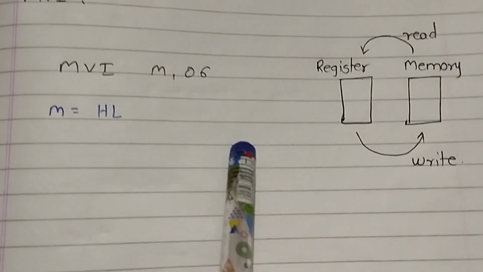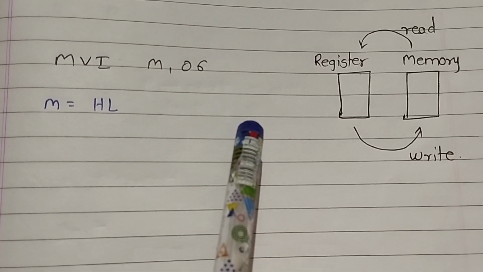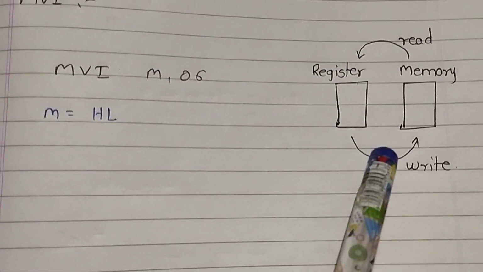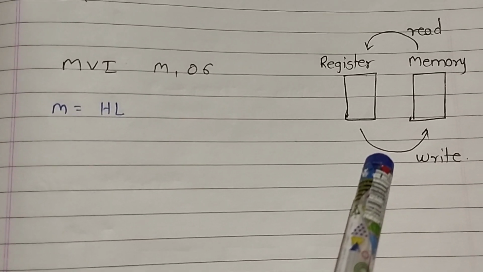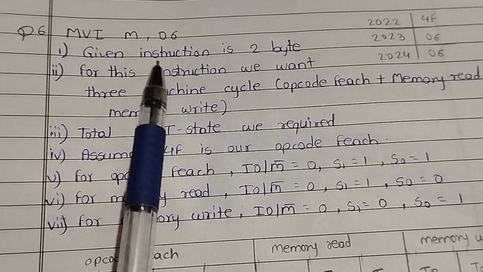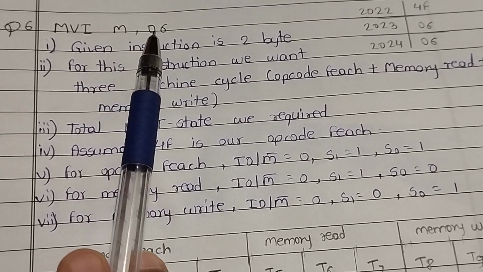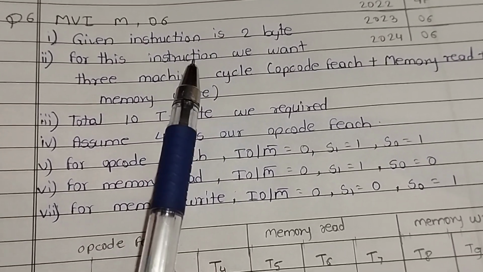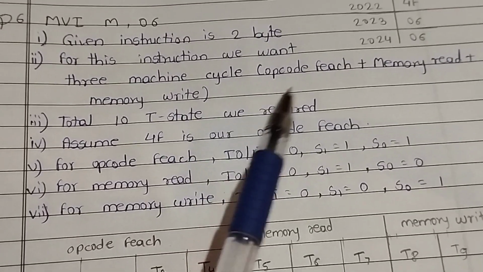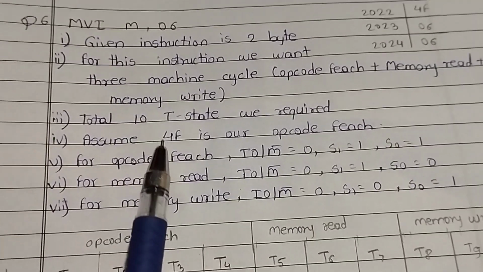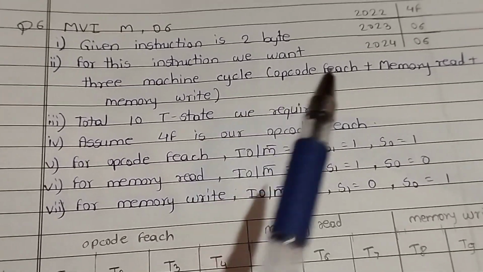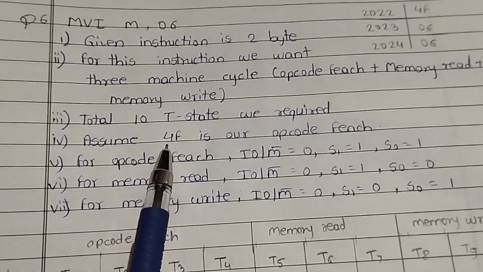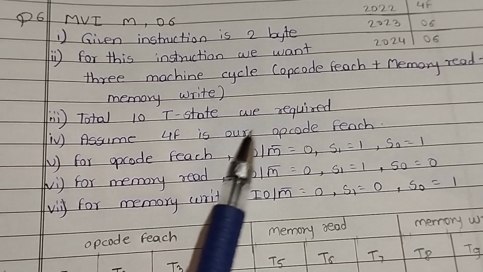So in this case we want 3 machine cycles. First is opcode fetch, then memory read operation, then memory write. So the given instruction MVI M,06 is a 2 byte instruction. For this instruction we want 3 machine cycles: opcode fetch, memory read and memory write, and we want a total of 10 T states: 4 for opcode fetch, 3 for memory read and 3 for memory write. We assume 4F is the opcode of our instruction.